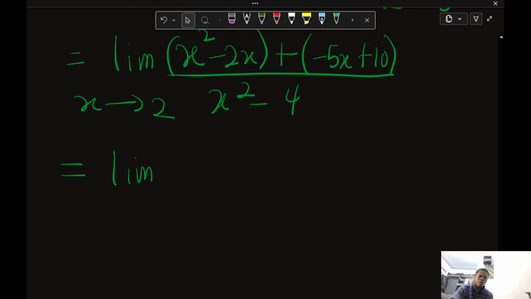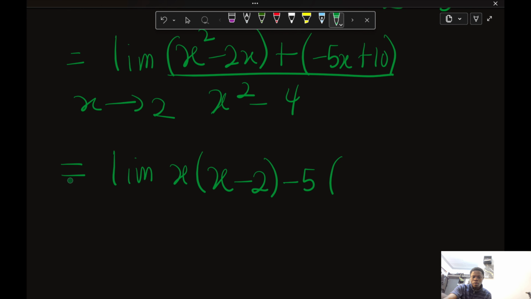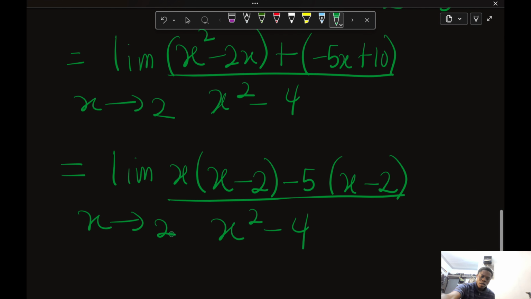So we can now factorize, considering the two terms in the bracket. The highest common factor is x, so we bring our x out. There will be x, then minus 2. The same thing will be done to the other two terms in the second bracket. The highest common factor is negative 5, so here will be x, then minus 2, all over x squared minus 4 as x approaches 2.